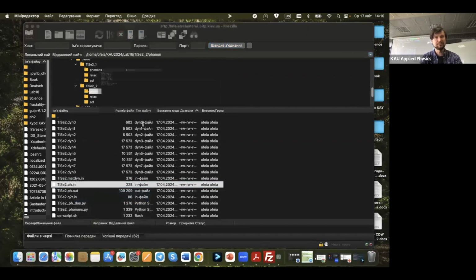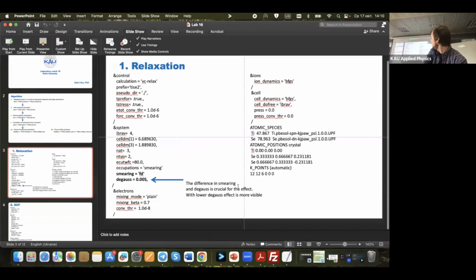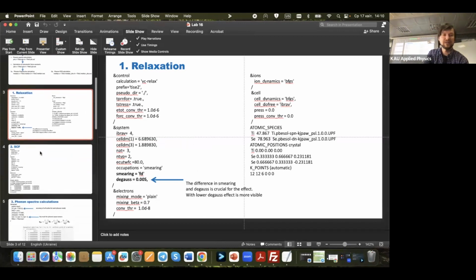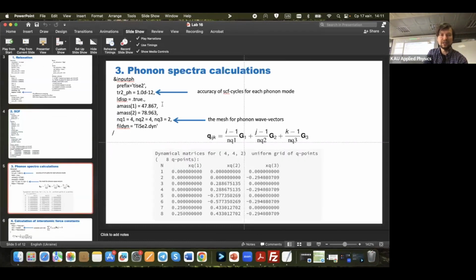So with this file, maybe it's better to see. This is relaxation. Differences in smearing are very important: 0.05. Then I made SCF and filled in our calculated parameters here. And here are the phonon spectra calculations. To create this phonon dispersion plot, I just set the threshold to 10 to the minus 12, the masses of the atoms, and the number of phonons, the mesh for phonon wave vectors. We discussed last time that this mesh determines the number of Q points at which we will have the calculations. Each Q point has some number of modes.